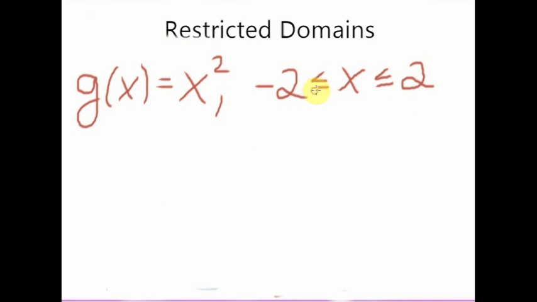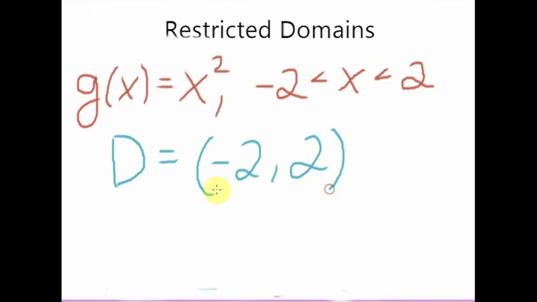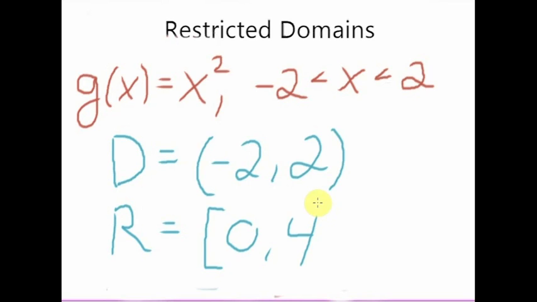We can change the restriction so that negative 2 and 2 are not included in the graph. Now the restricted domain is negative 2 is less than x, which is less than 2. This changes both the domain and the range. The new domain of the function is negative 2 to 2. This time though, since they are not included, we use parentheses. The new range of the function is 0 to 4. 0 is still included, but this time 4 is not included, so we use the parentheses.